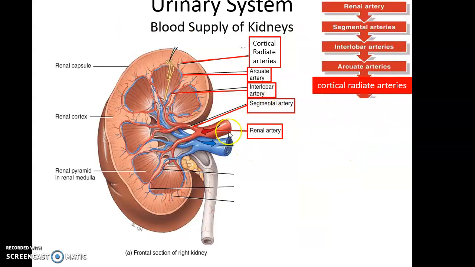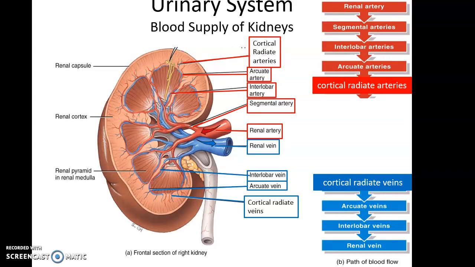So it all starts with blood arriving via the renal artery. That'll then split to the segmental arteries, which will then split into the interlobar arteries running between the pyramids. The interlobar arteries will then become the arcuate arteries, arcing over the top of the pyramids. And then they'll push into the cortex, becoming the cortical radiate arteries. So again, renal artery, segmental artery, interlobar artery, arcuate artery, cortical radiate artery.